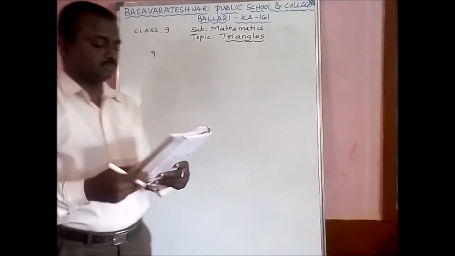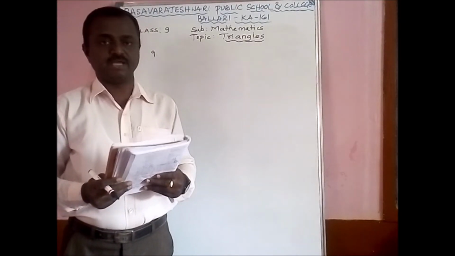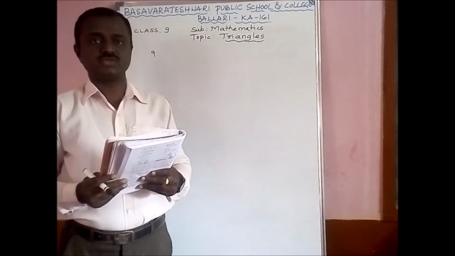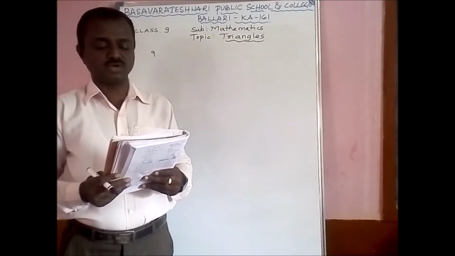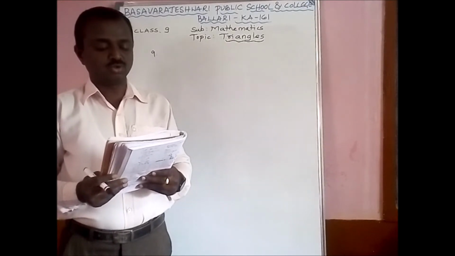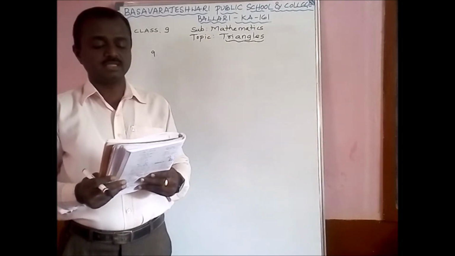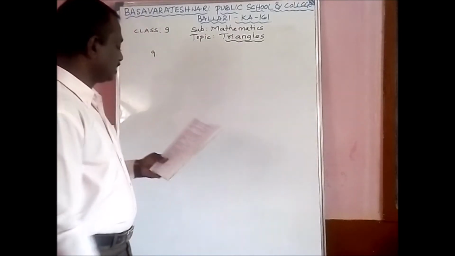With question number 9. It says, in the given figure, the line segments AB and CD intersect at point M in such a way that AM is equal to MD and CM is equal to MB. Prove that AC is equal to BD, but AC may not be parallel to BD. First I will draw the figure.